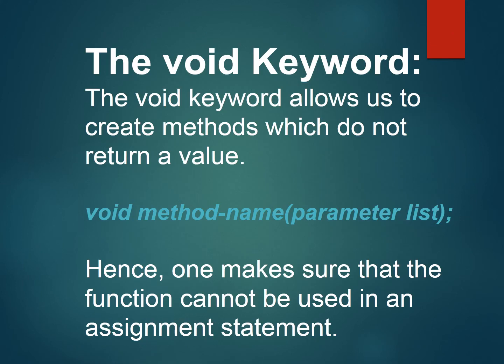Next is the void keyword. The void keyword allows us to create methods which do not return a value. The syntax is void, space, method name, again the parameter list. Hence one makes sure that the function cannot be used in an assignment statement. Means when we use void as the return type, it is clear that the function is not going to return any type of value, hence it cannot be used in assignment statements.